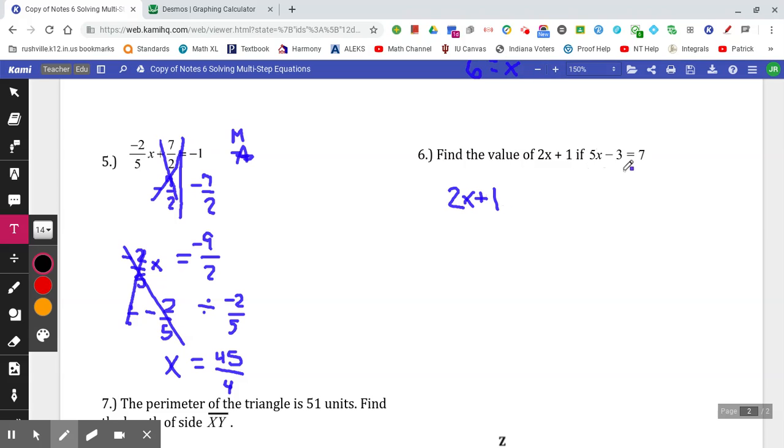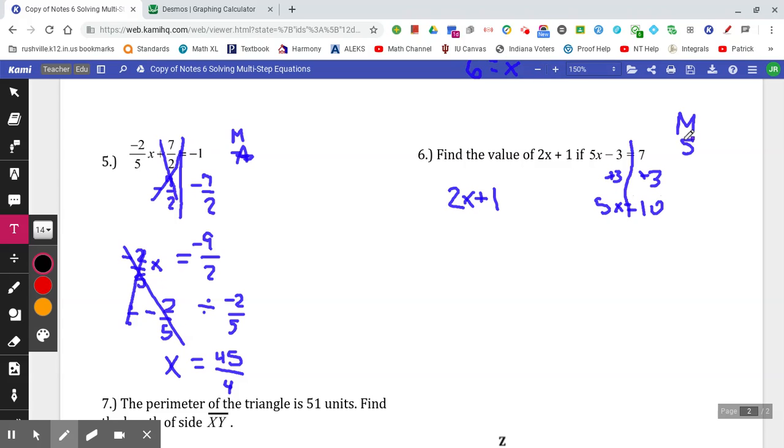So what I need to do is start off with my equation and solve it. So for my equation, here's my equal sign. I'm going to split the left-hand side from the right-hand side. On the left-hand side, I'm multiplying x by 5, so I have multiplication, and then I'm subtracting 3. So undo the subtraction first by adding 3 to both sides. And then that's going to leave us with 5x is equal to 10.